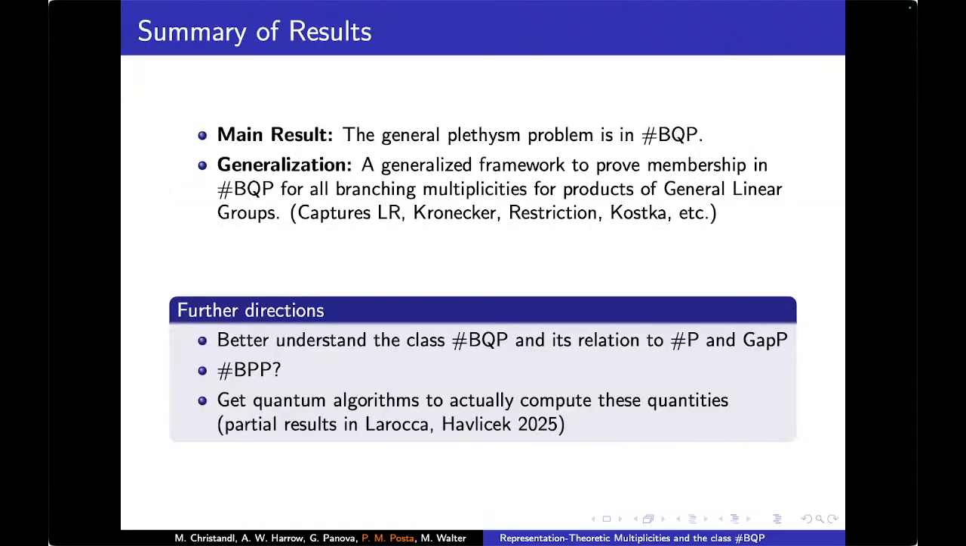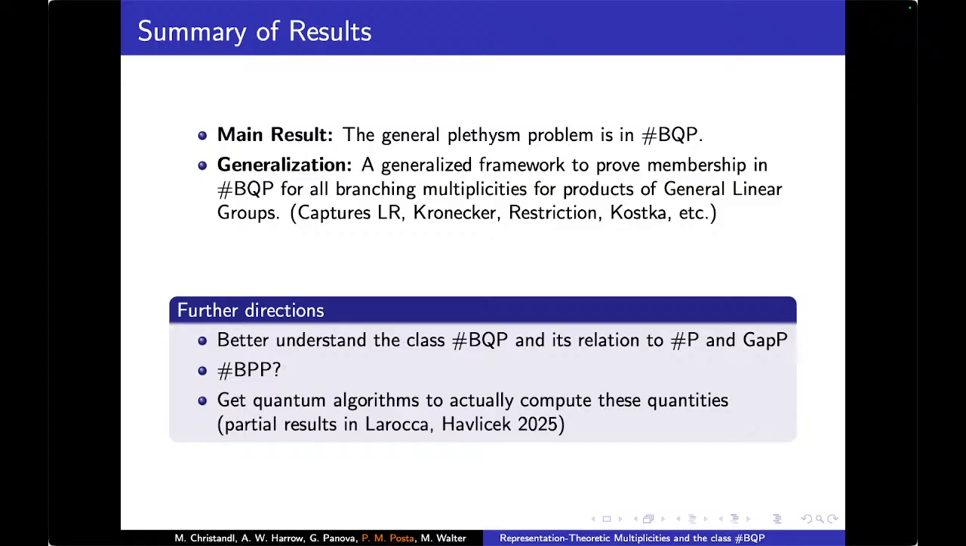Okay, so this is just a summary of the result. We do this for the generalized plethysm problem. And we also develop a generalized framework, which works for all the things that you can get via this Schur transform stuff, which is all products of general linear groups and symmetric groups. Of course, in this example, we have Littlewood-Richardson and Kostka, which are known to be in Sharp-P, so this result per se is not relevant, but it's just to show that the class that we extend this to contains a lot of interesting stuff.